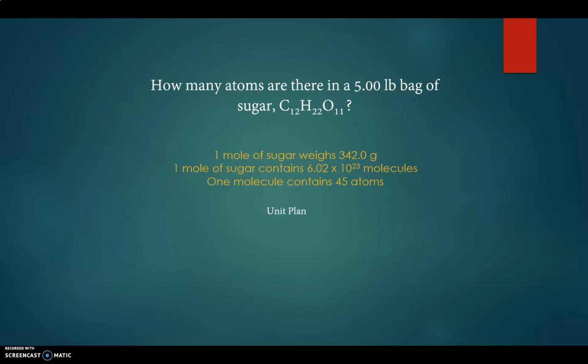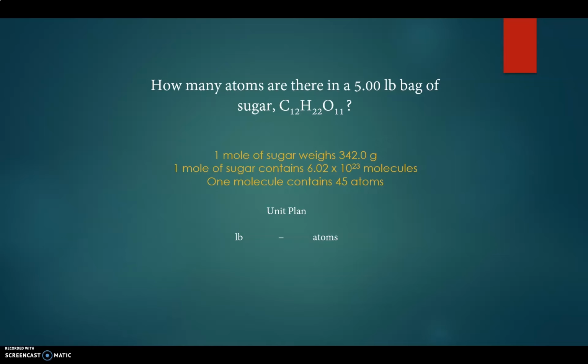So using these three conversions, we can formulate a unit plan. Like all unit plans, it needs to start out with the beginning and ending point. So if we look at the problem, we're starting out with pounds, and we want to figure out how many atoms there are. So our unit plan is going to have a starting point of pounds and an ending point of atoms.